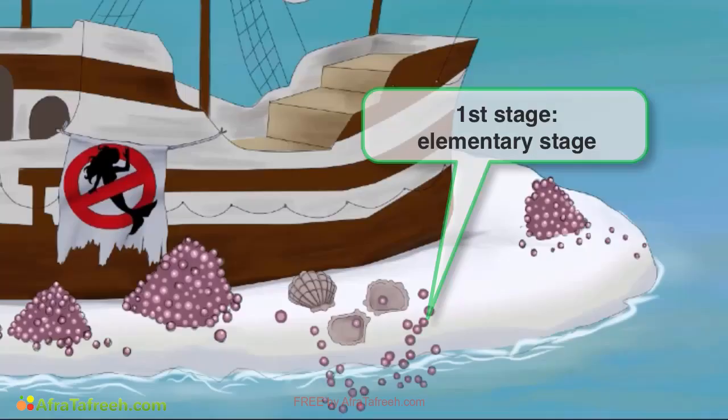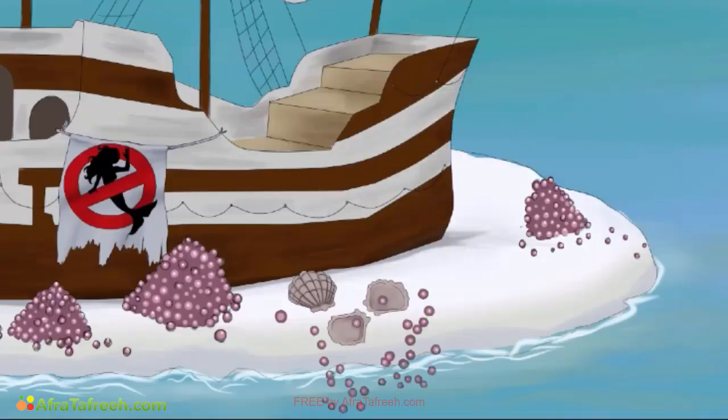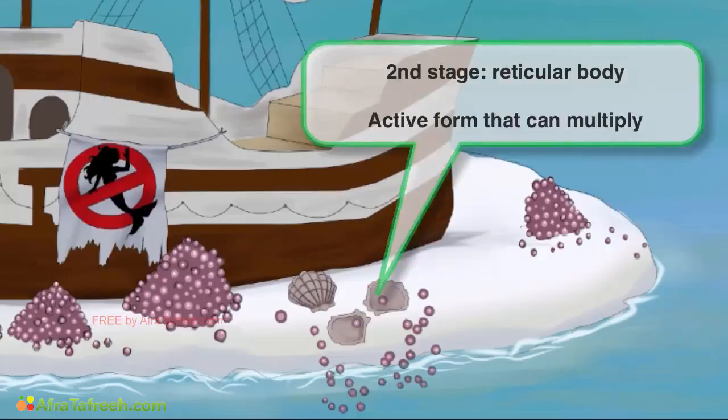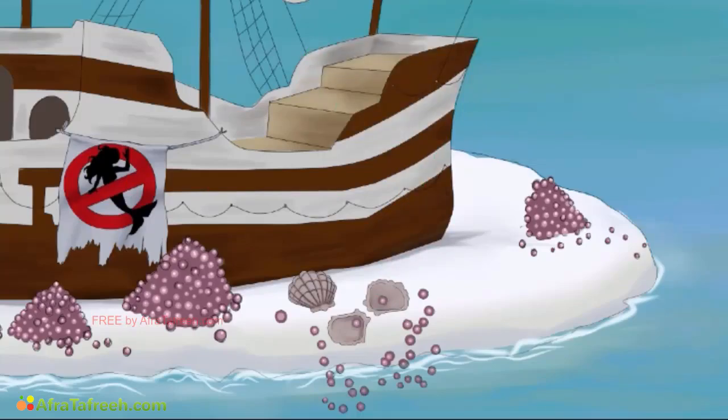Simple, right? Okay, now stage 2 is after the bacteria is inside the cell, or inside the clam, and as you can see, the clam is split into two, so we can see inside and that there are two pearls. And this form is called the reticular body, and it's how the bacteria multiply, through binary fission. The reticular body is known as the active form that can multiply, something that the elementary body can't do. And the final stage is the release of these newly replicated bacteria out of the cell. And now again they're in their elementary form, and this cycle repeats.